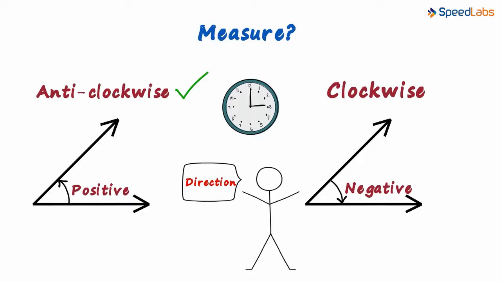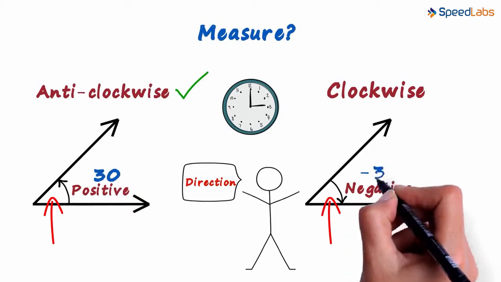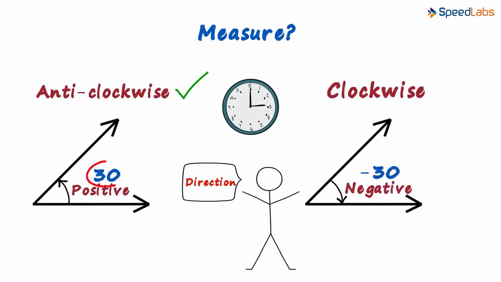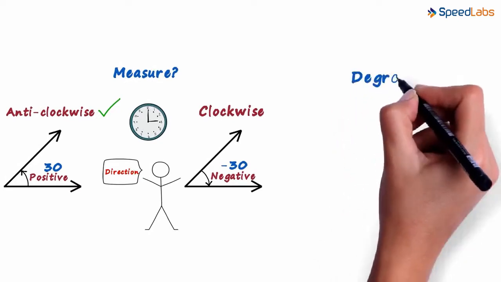Let's assume both the rays move by the same measure. If this angle is measured as 30, then this angle will be minus 30. That's all. But 30 what? Minus 30 what? What units do we use? The angles are measured with the units known as degrees.